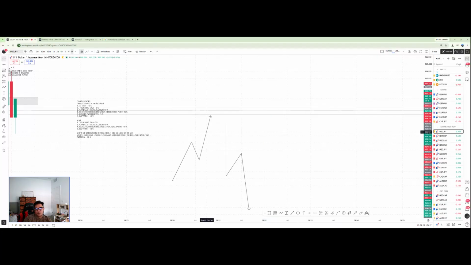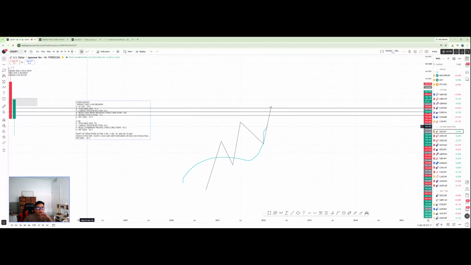On your 4 hour, pretty much the same thing. If it's touching the EMA, then another 5%. Right. Do you have your candlestick rejection? Yes. We already talked about that on your weekly and daily. Rejection from previous structure point. If there's a rejection around here, there's going to be another 10%.